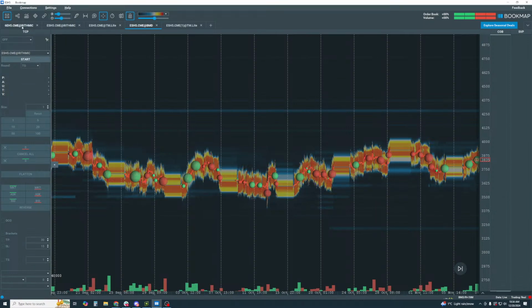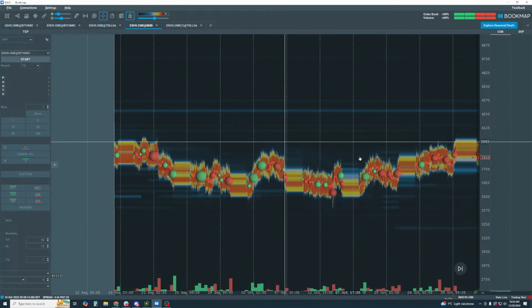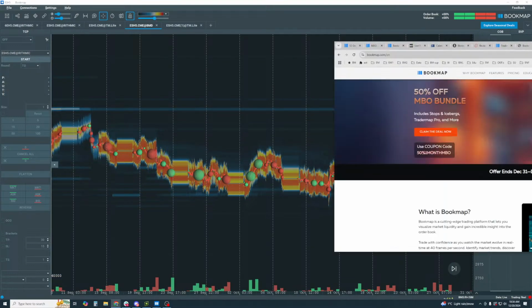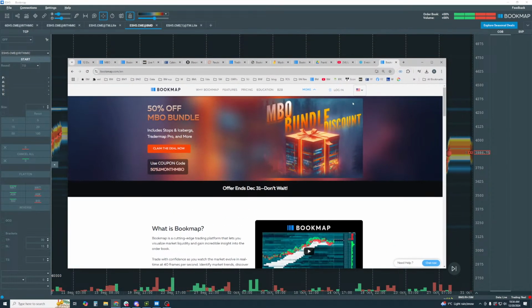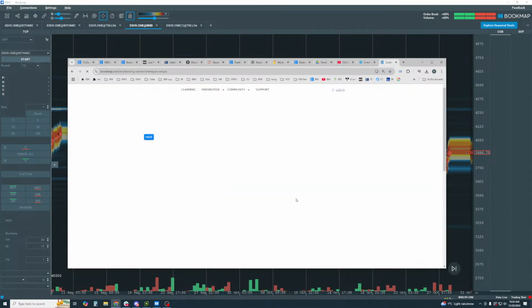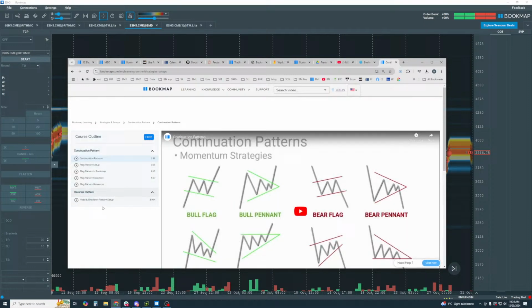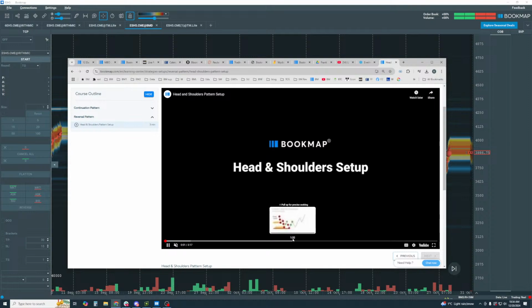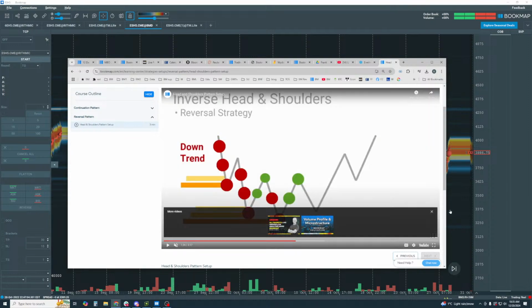Okay, so let's just take a quick look, and I want to show our Bookmap education in diagram form to show this to you guys. Go to bookmap.com and click on education, and then we're going to look at this diagram here for your reversal and head and shoulders that we're talking about here.